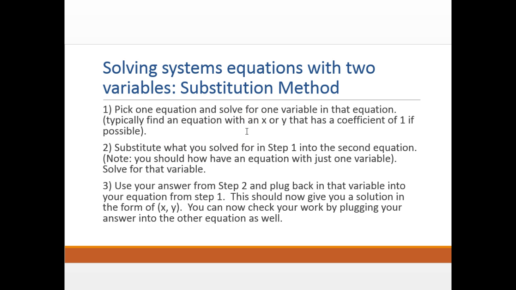Once you solve for that variable, you're going to substitute what's left into the other equation that you didn't pick, and solve for the other variable. Once you solve for that variable, you're down to step 3. You're going to take that variable, plug it back into one of the equations in step 2, and solve for the remaining variable. Your answer should come out in the form x comma y.